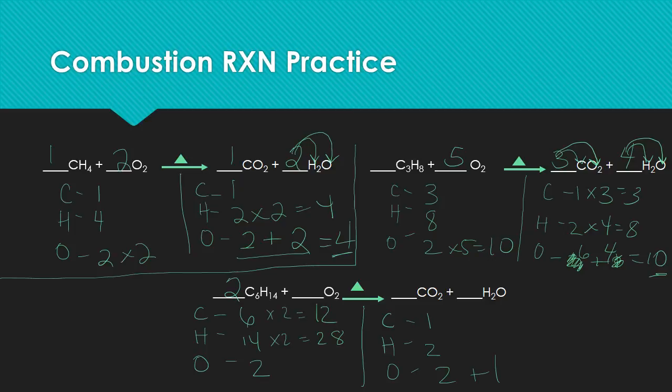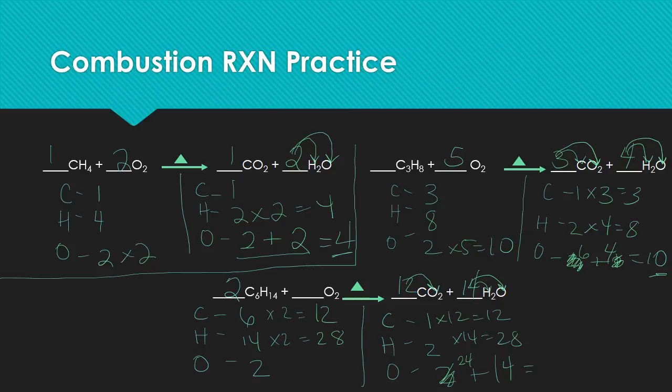So to get 12 carbons, I'd have to put a 12 here. This also multiplies my 2 oxygens. So now it's 24. Plus 1. I balance my H's. I have 28 on the left, 2 on the right. So I need 14 here to equal 28. But I can't multiply just the H. Got to also multiply the O. So this 1 becomes 14.